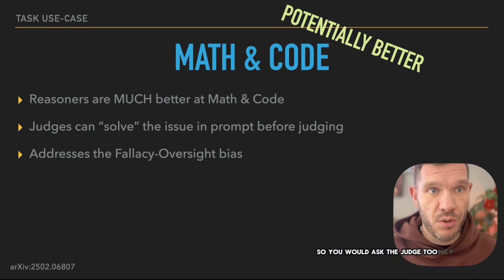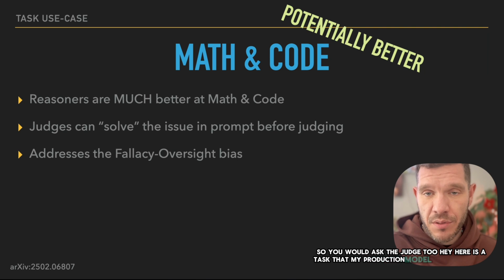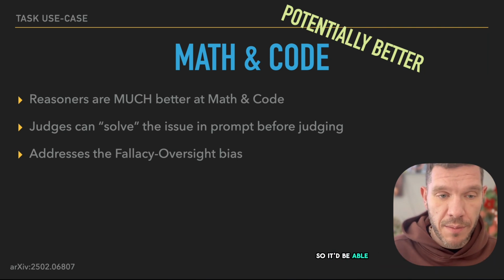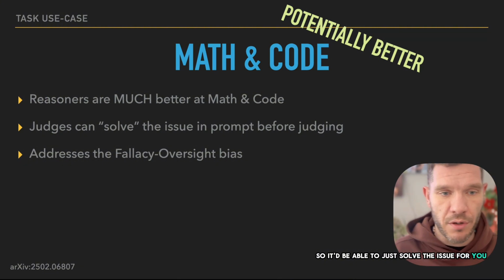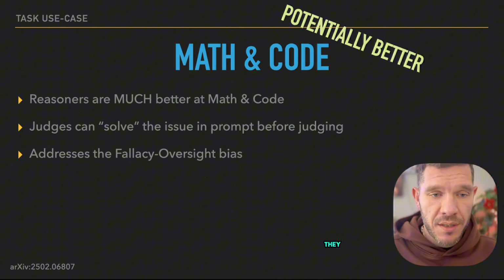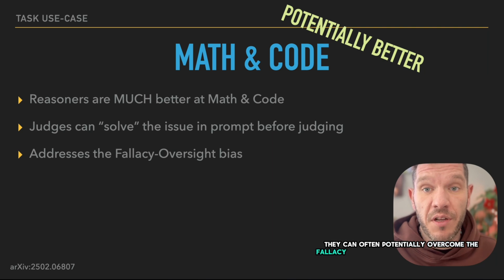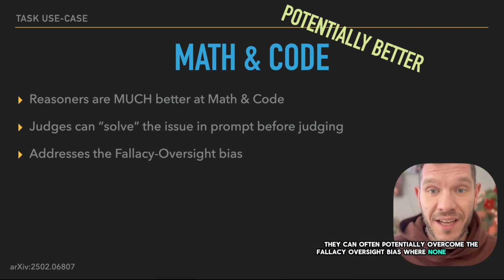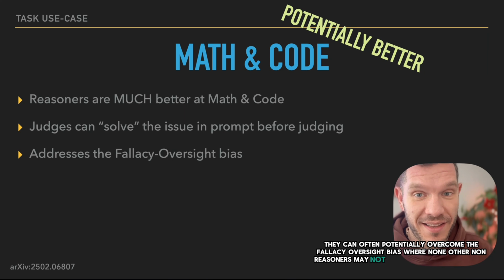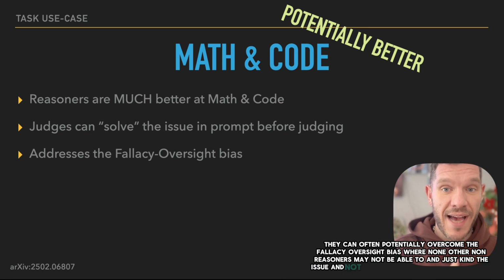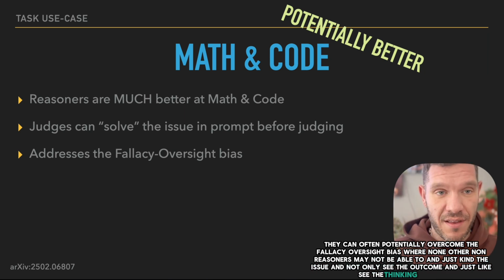So you would ask the judge, hey, here's a task that my production model got in the math or code areas, and the model is very good, so it'd be able to just solve the issue for you, which is great. They can often potentially overcome the fallacy oversight bias, where non-reasoners may not be able to, and not only see the outcome but also see the thinking.